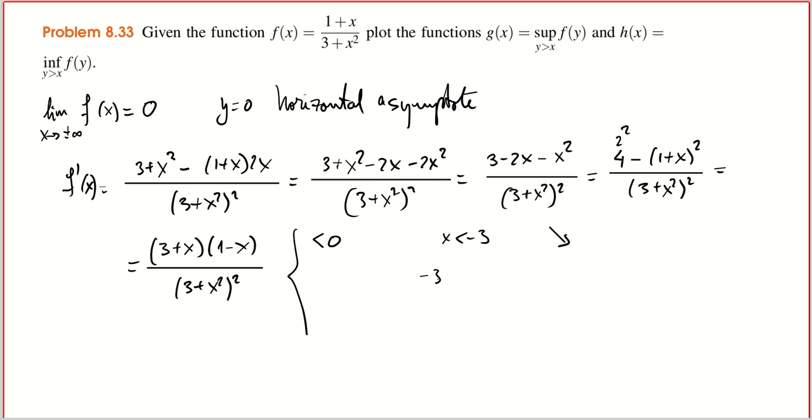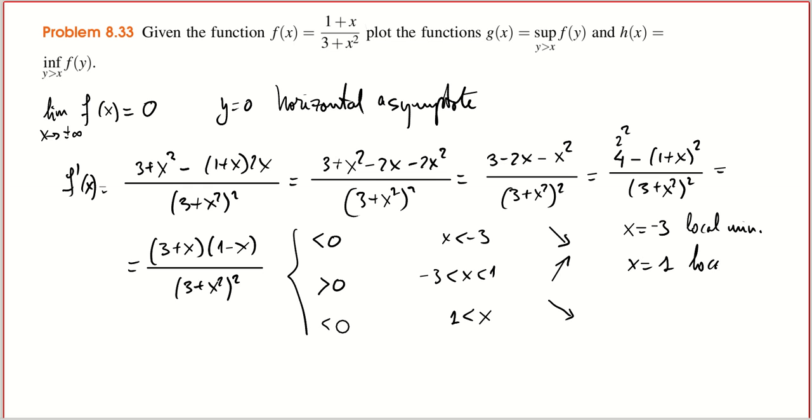Then between minus 3 and 1, both these factors are positive. So the product is positive, the function increases. And finally, when x is larger than 1, then this factor is negative, this is positive. So the product is negative and the function decreases again. So x equal to minus 3 is a local minimum, and x equal to 1 is a local maximum.